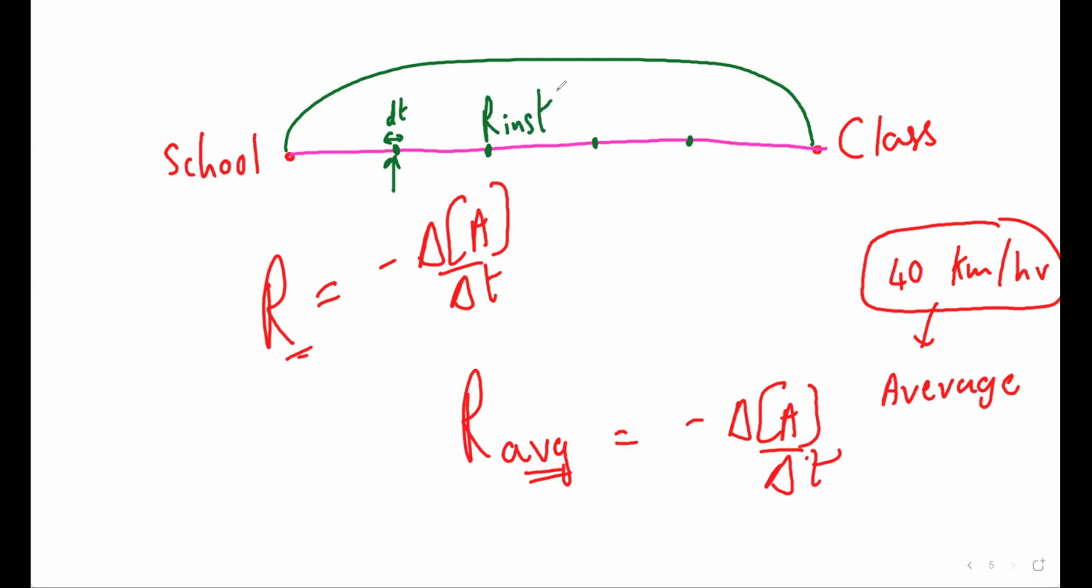Instantaneous speed. It will be known as what? So what is the difference between average and instantaneous? In average, we measure over a large time interval. Here, we measure over an infinitesimally, very, very small interval.